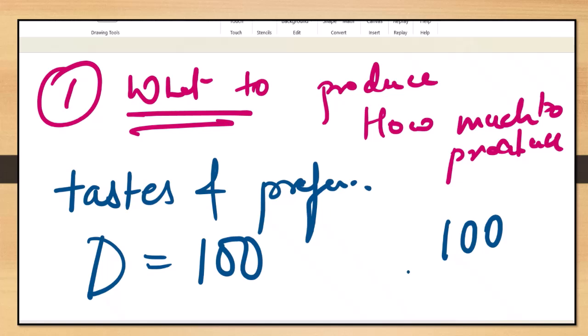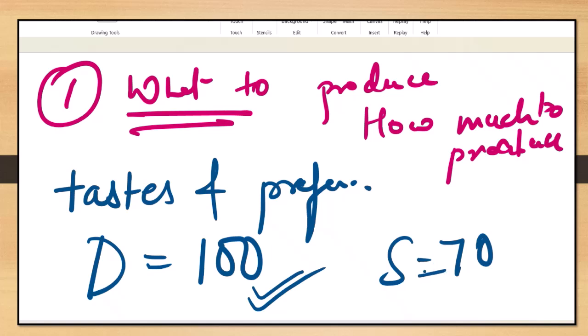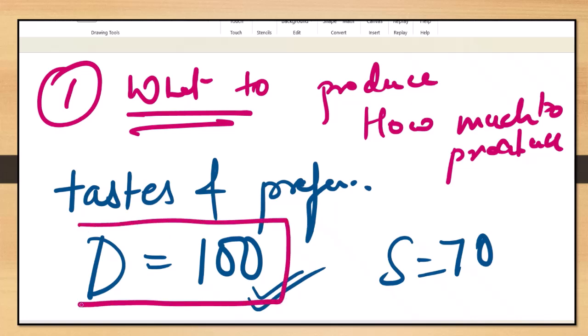And what if the producers right now are producing only 70, but the demand is getting increased because of the preferred taste and preference for this chocolate. So supply is now 70 and demand is 100. That means the consumers want more and more of chocolate X. What will happen when the demand is high? This is what they are talking about.